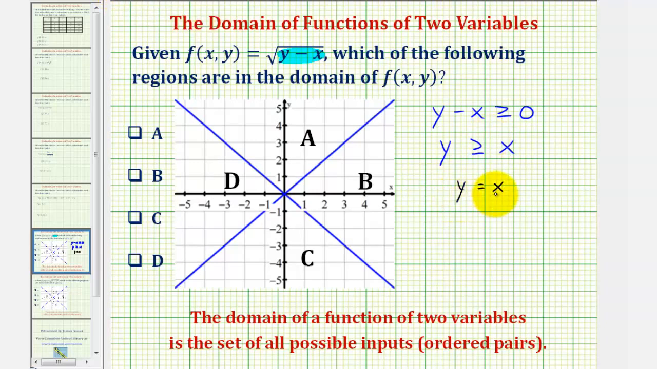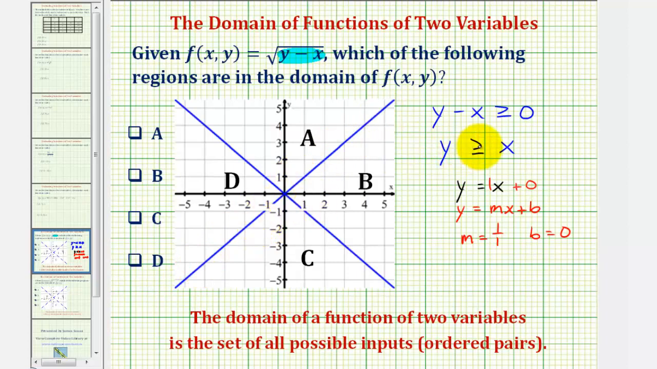So if we're going to graph y equals x, this is in slope-intercept form, with the form y equals mx plus b, where the slope would be the coefficient of x, so the slope is 1, or 1 over 1, and the y-intercept, because there's no constant, would be 0. Notice how the line with a y-intercept of 0 and a slope of 1 would be this line here.